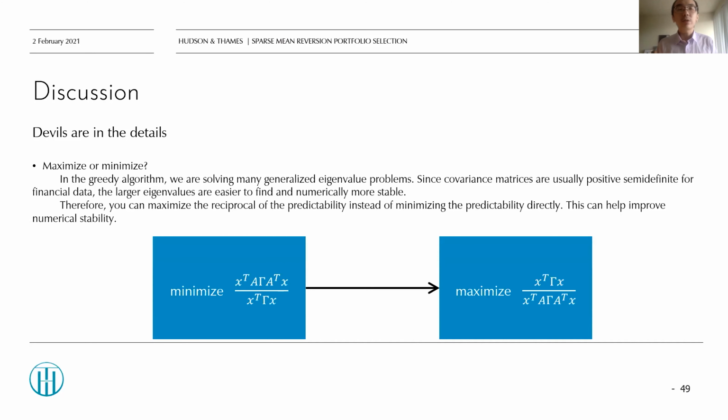However, if you're just trying to solve the minimization problem, you might encounter numerical problems, because the eigenvalue can be very small. So if you want a more stable numerical solution, instead of trying to minimize the predictability, you can try to maximize the reciprocal of the predictability. And this may help you improve the numerical stability.